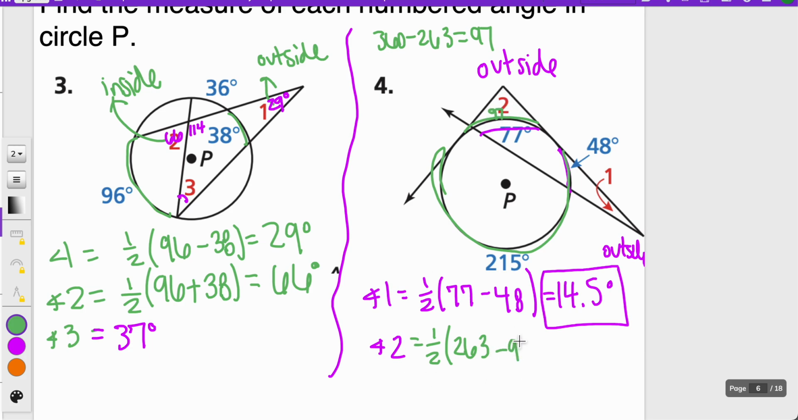So 263 minus 97, then divide by 2. We're getting 83 degrees. Okay.